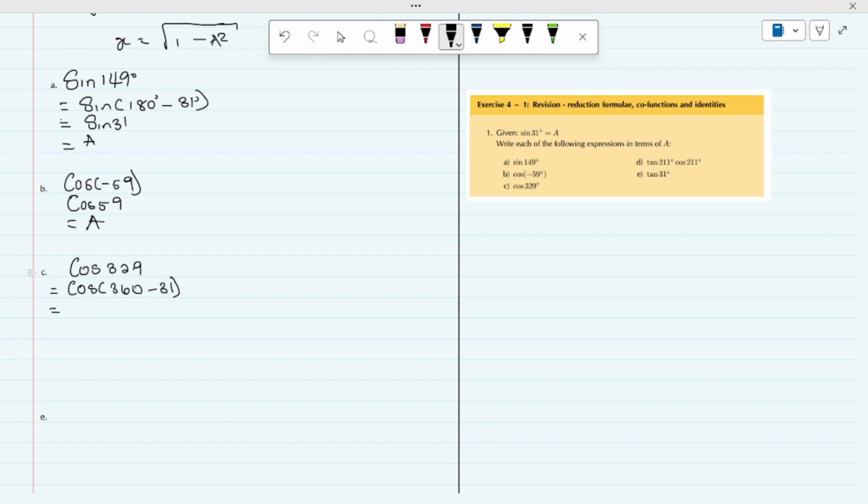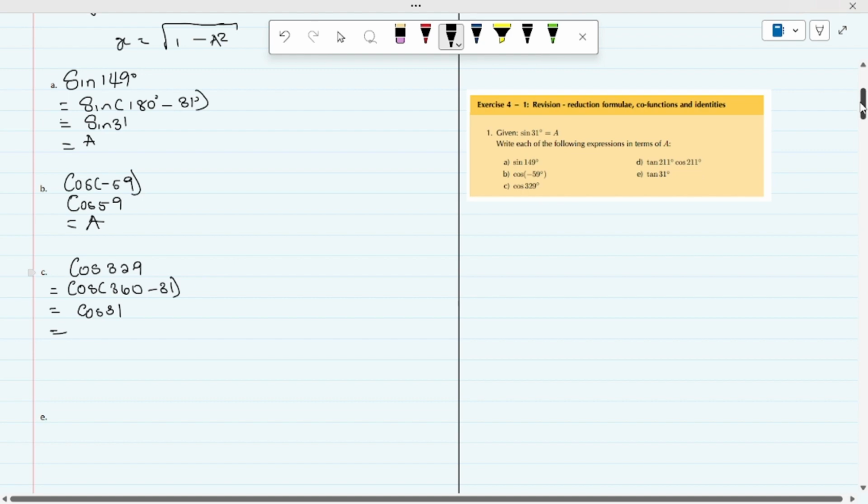So cos of 360 minus an angle is going to be cos of that angle, because in the fourth quadrant the cos function is positive. So cos of 31, it's going to be what?